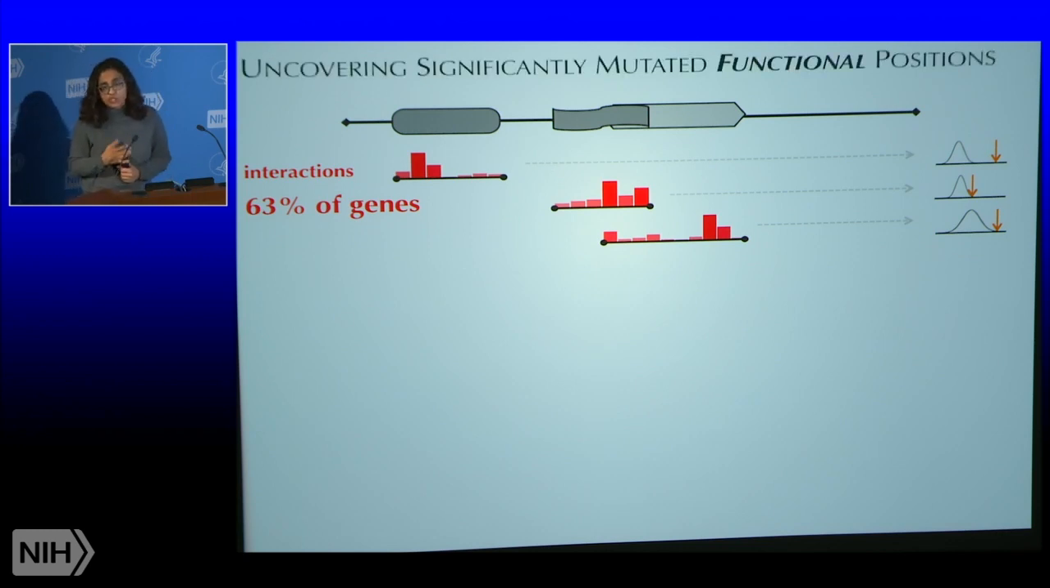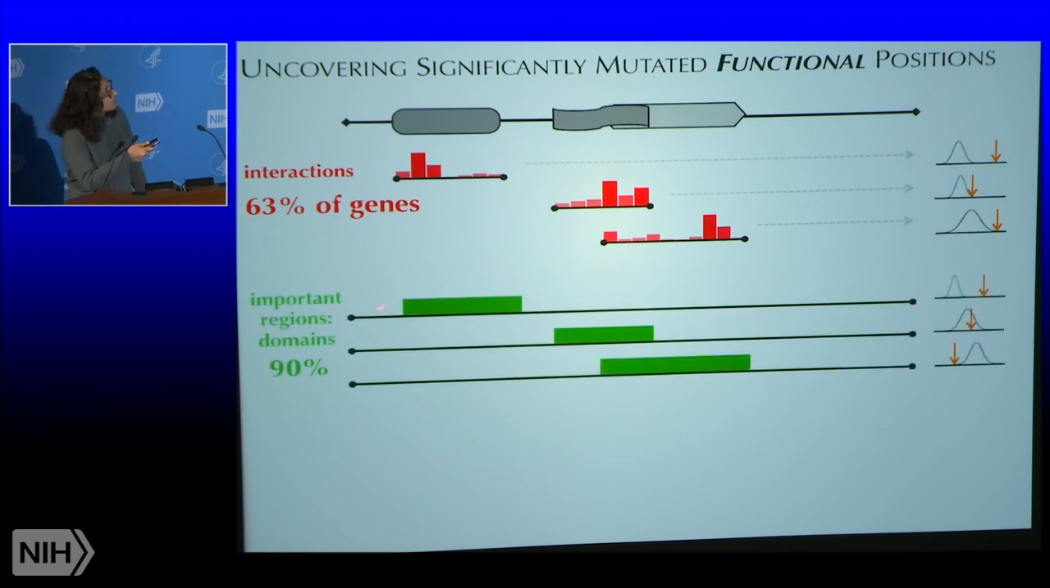But we realized that this machinery that we've developed doesn't have to be specific to interaction sites, that we could also think about trying to uncover significantly mutated functional positions. So there are other things besides interaction sites that are important for protein functionality. So for example, maybe we want to know, when we look at mutations that fall across this entire sequence, do we see an enrichment of mutations that fall in this particular domain, maybe a kinase domain, or maybe a DNA binding domain? And so we can compute enrichment for mutations within these important regions, for example, domains. And domains, as I mentioned, cover 90% of human genes.